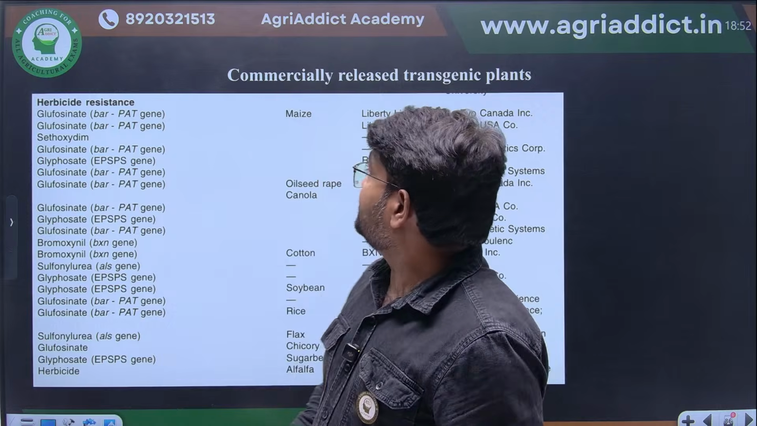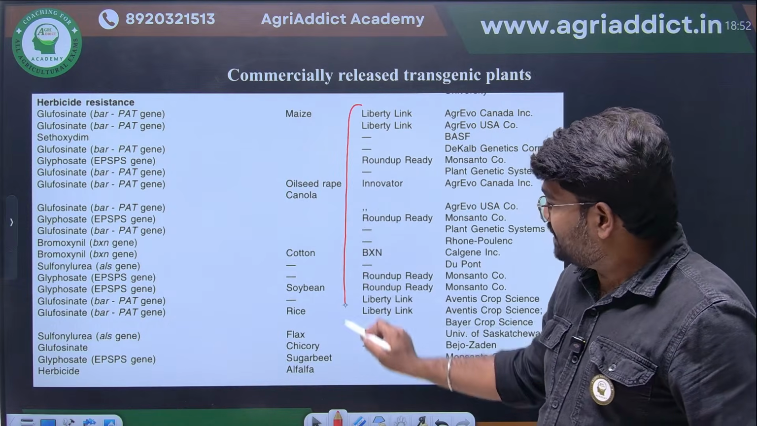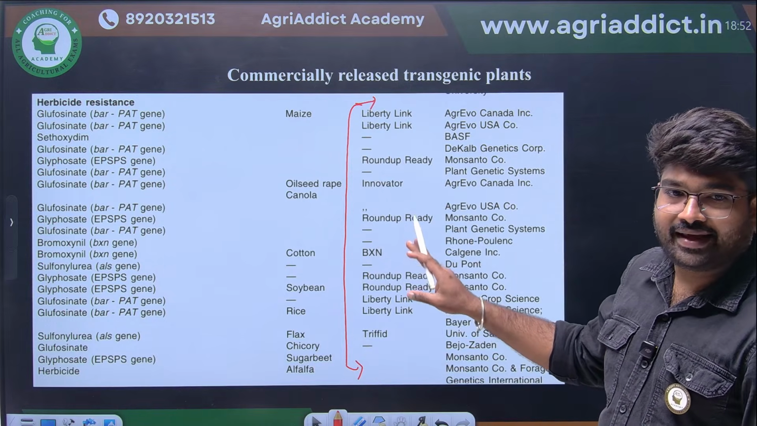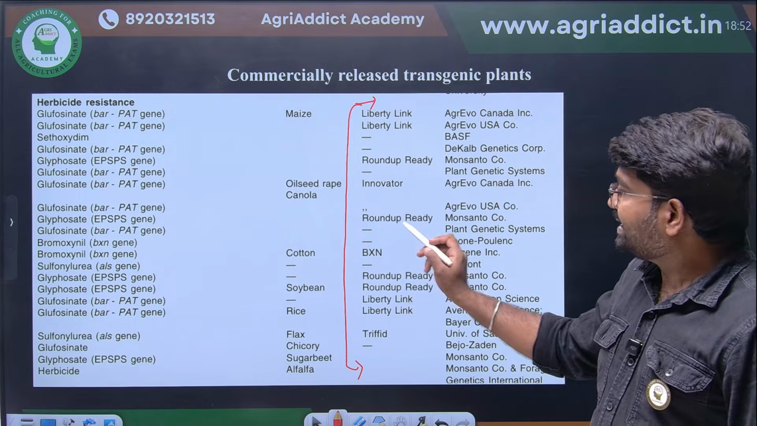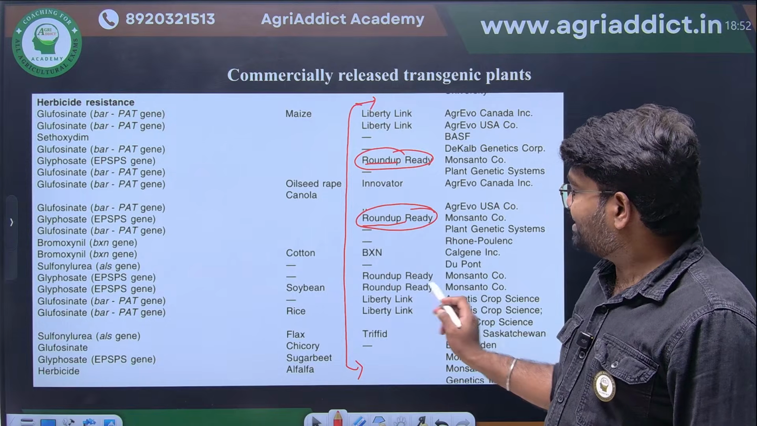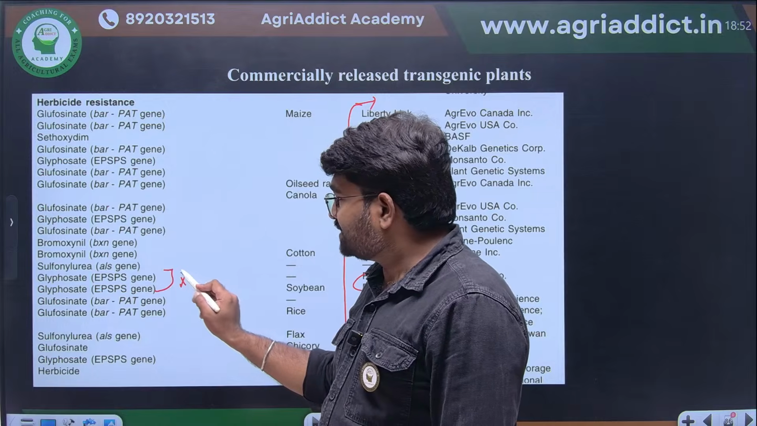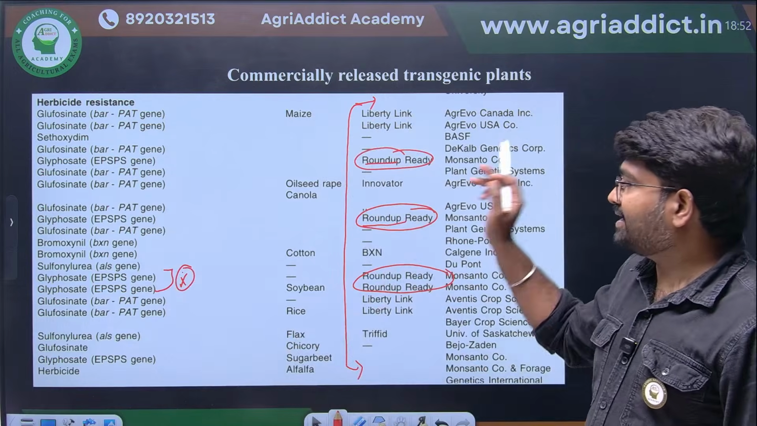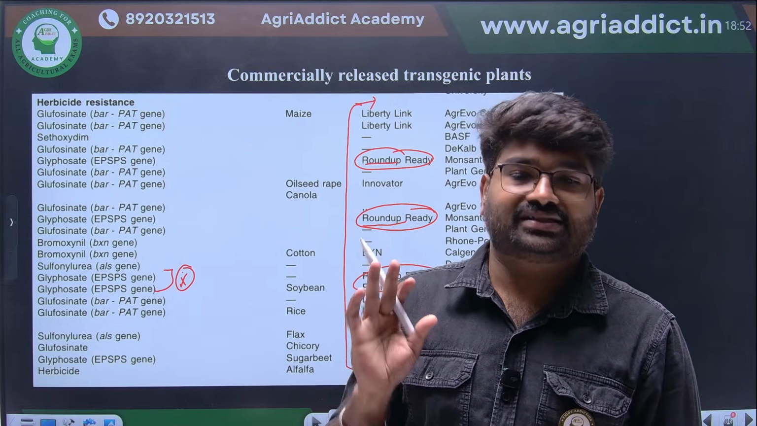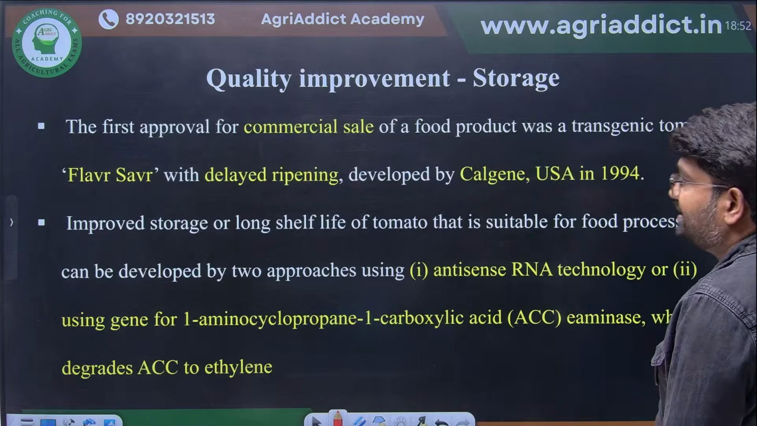Before going further, we can see some examples. What are the commercialized crops? I am giving you one shortcut. Wherever Roundup is there, Roundup Ready, that will be specific for glyphosate resistance. Clear? This is the question they will ask. Roundup Ready is specific for glyphosate resistant crops. That is the question they will ask.